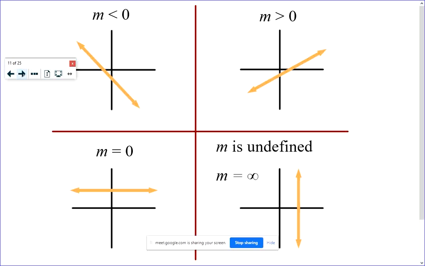I mean, if you have a really, really steep slope, you go over a little bit for x and you go up a lot. Here, with a vertical line, you don't even have to go over at all. You go up infinitely far, just based on the fact that the line is vertical.